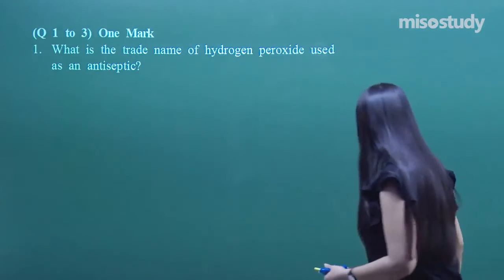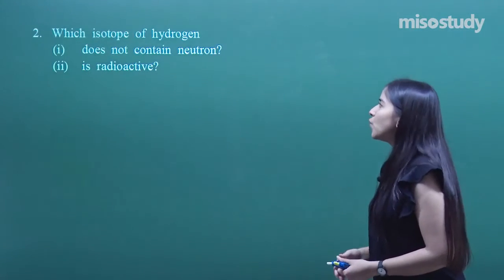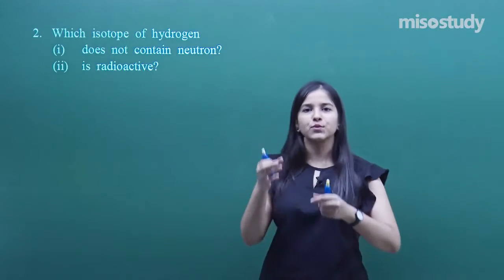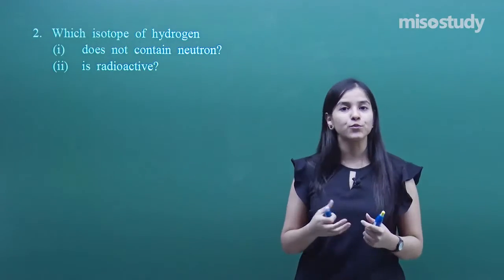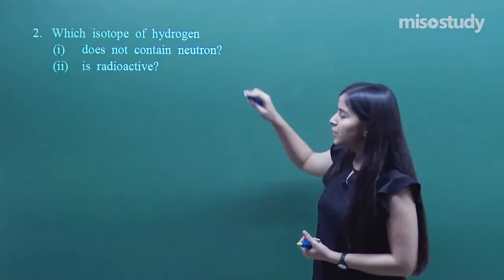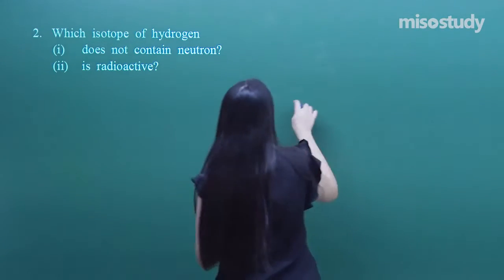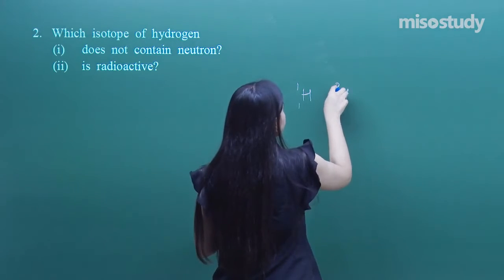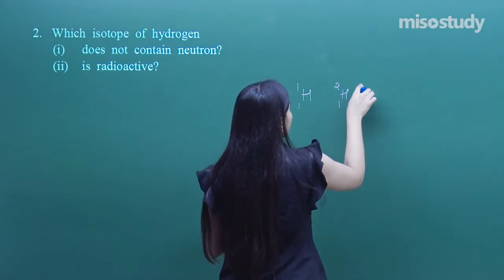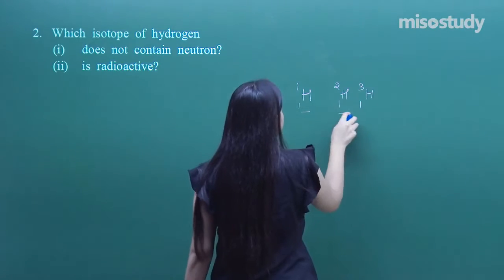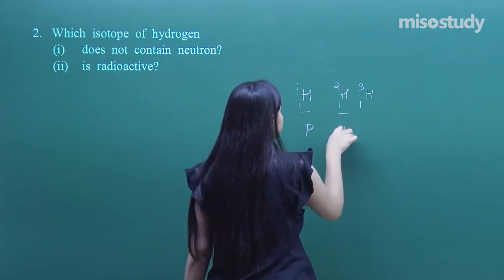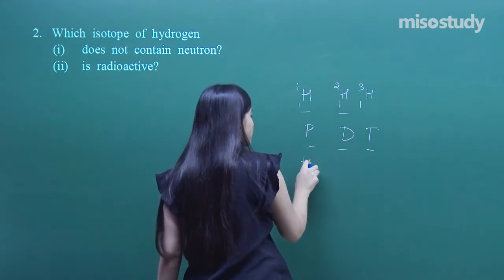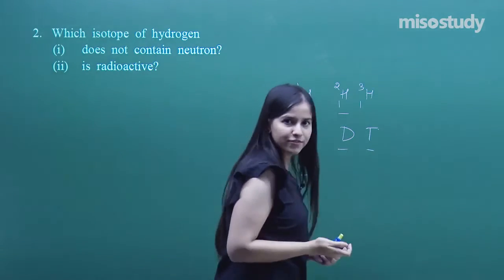Okay, so the next question says, which isotope of hydrogen? We have covered this particular topic as well, what all are the isotopes of hydrogen. We have got 3 isotopes. One is protium, another one is deuterium, and the third one is tritium. So this is protium, deuterium, tritium, and protium is actually H, nothing but the hydrogen we call it.